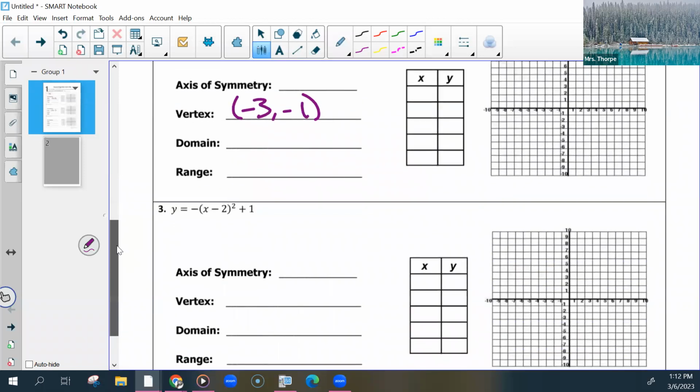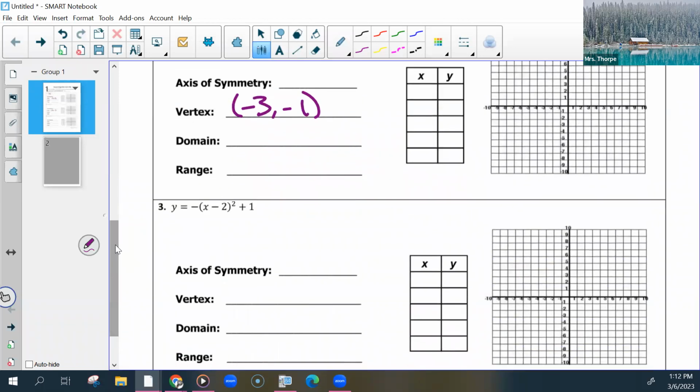What would the vertex of 3 be? 2, 1. Is that it? So the rest is the same as what we did before, all the graphing stuff. Are there any of these examples we want to see graphed and all that stuff done? Okay.